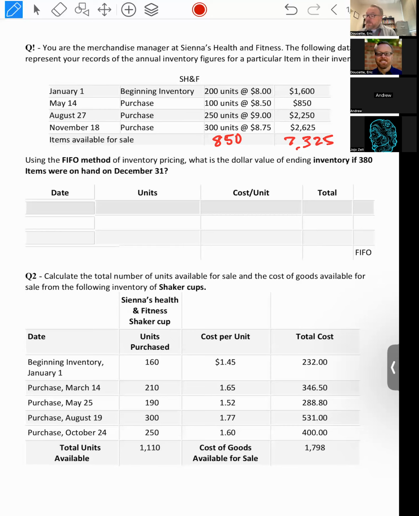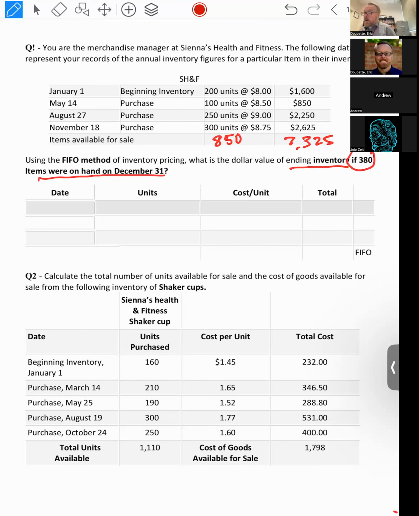And it says using the FIFO method. So the first ones in were the first ones out. That means the oldest by date. So in this case, January 1st is the oldest by date. And then May came after that. Then August came after that. November came after that. So using the FIFO method of inventory, what is the dollar value of ending inventory? That's what most questions ask, by the way. If 380 items were on hand.